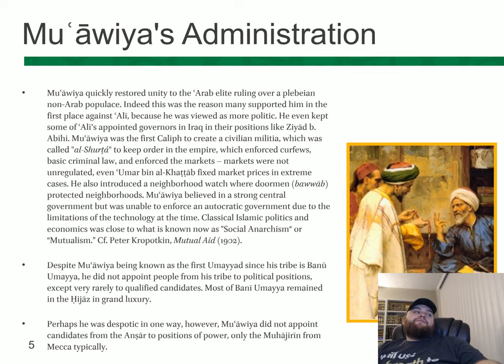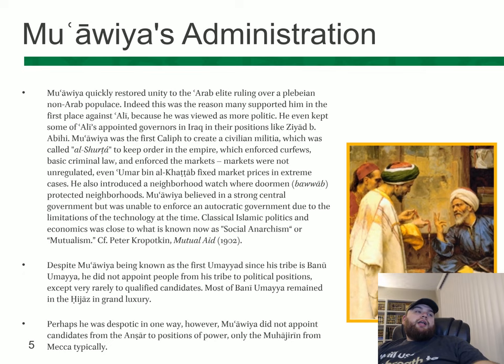And Muawiyah, he was known as the first Umayyad because obviously his tribe is Banu Umayyah. But he wasn't nepotistic like Uthman. He sometimes would appoint someone from his own clan of Quraysh to a position of power if they were exceptionally qualified. But he would just appoint whoever seemed qualified, really.